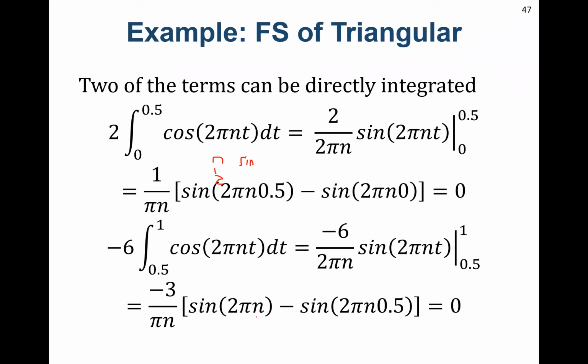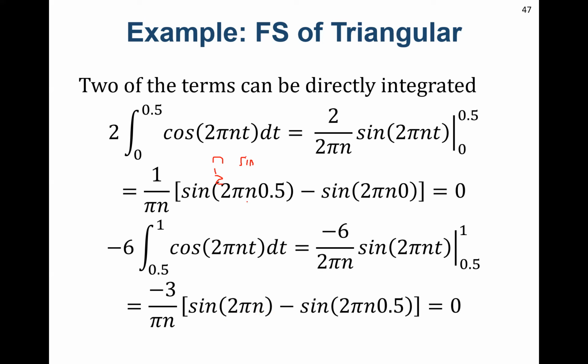Let's let n equal to 1. So 2 times pi times 1 is 2 pi. Sine of 360 degrees is the same thing as sine of 0. So this is equal to 0. Let's go to 2. 2 times pi times 2 is 4 pi, which is just 720 degrees. And again, that's equal to 0. So if you continue to increase it, this is always going to be equal to 0.